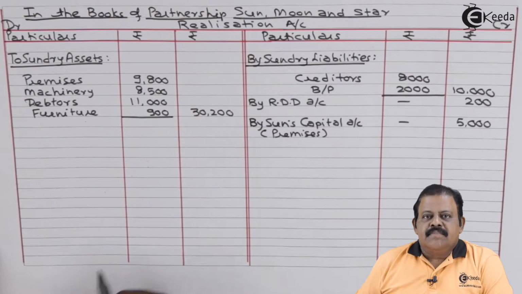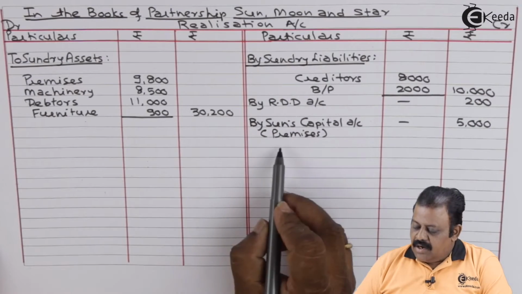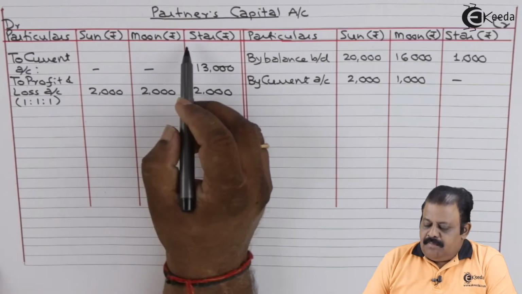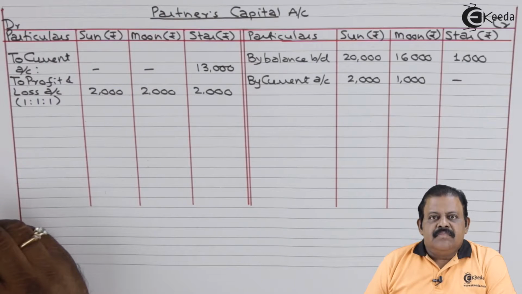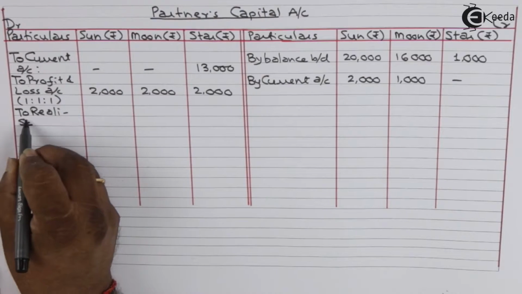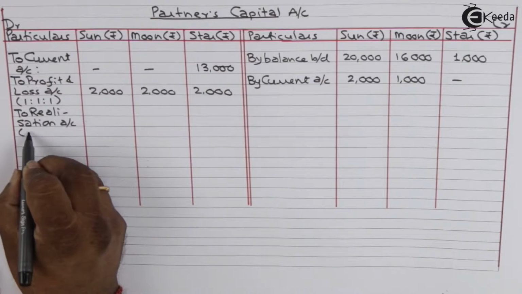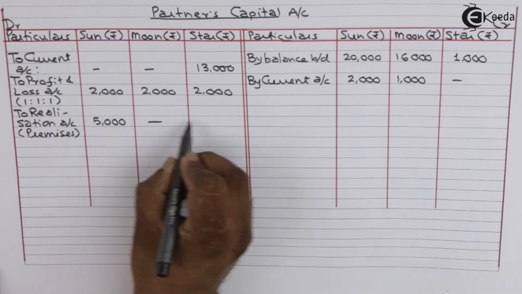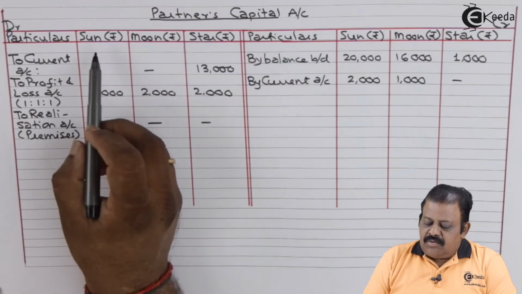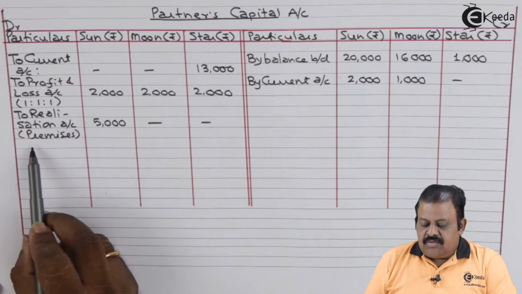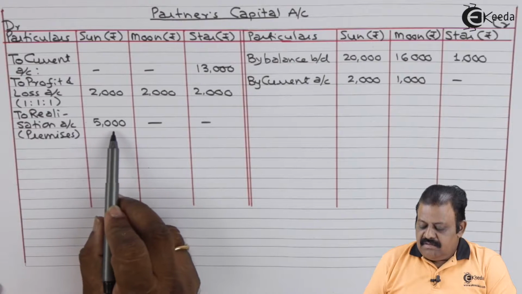Realization account, credit side, by Sun's capital account, premises taken 5,000. Partner's capital account, debit side, partner's capital account, debit Sun to realization account for premises taken 5,000.